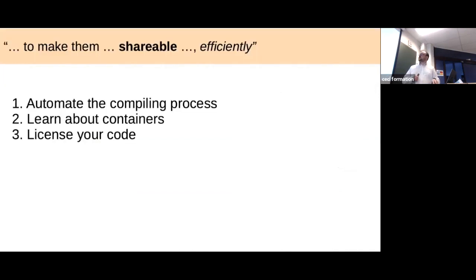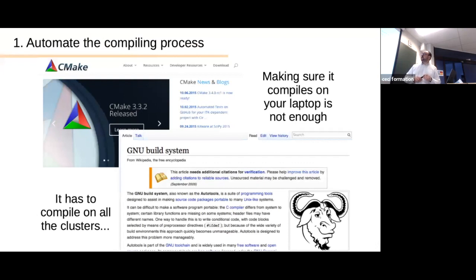Next, I want to focus on the shareable aspect of software. And here, the shopping list is a bit shorter, but basically, you need to automate the compiling process because it's not sufficient that your code compiles or works correctly on your laptop. It also needs to compile correctly on the cluster. And to do that, there are 2 main tools, CMake and the GNU build system that you can use for C, C++, Fortran, to actually automate the process of discovering the libraries on the cluster and discovering the path to the libraries that you want to link to your program.